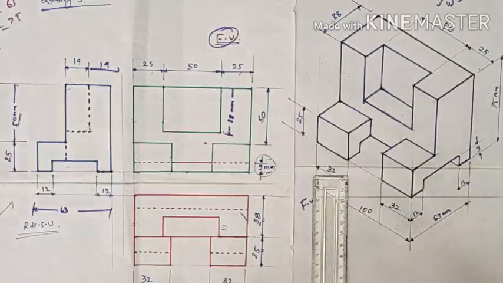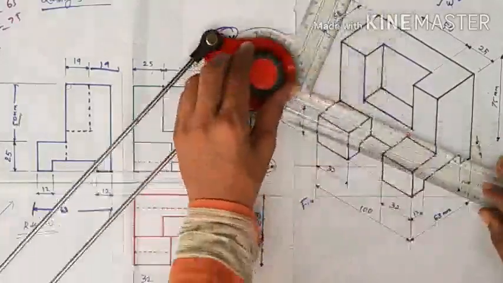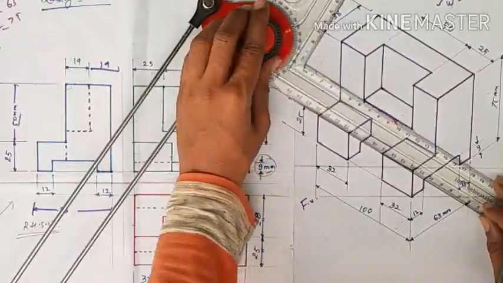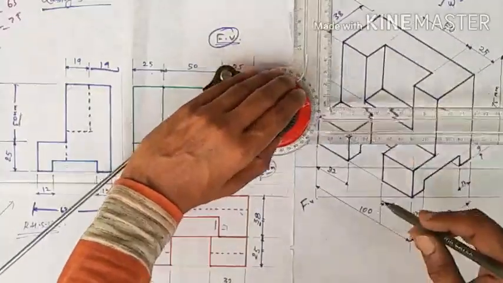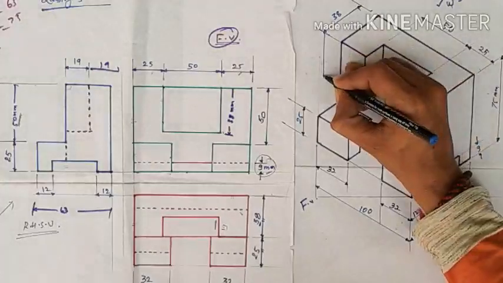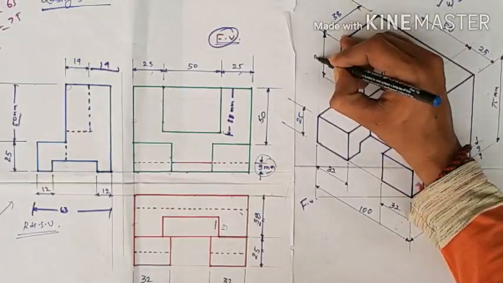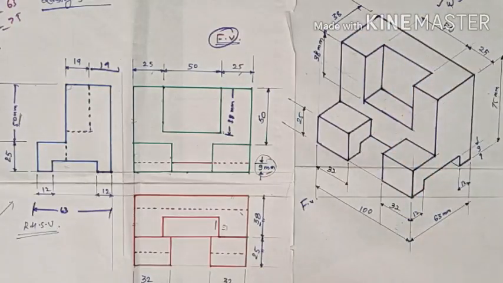Now one more dimension is left, that is, this was the 38 mm again, like this, 38 mm. Now this diagram is complete and with the full dimension.